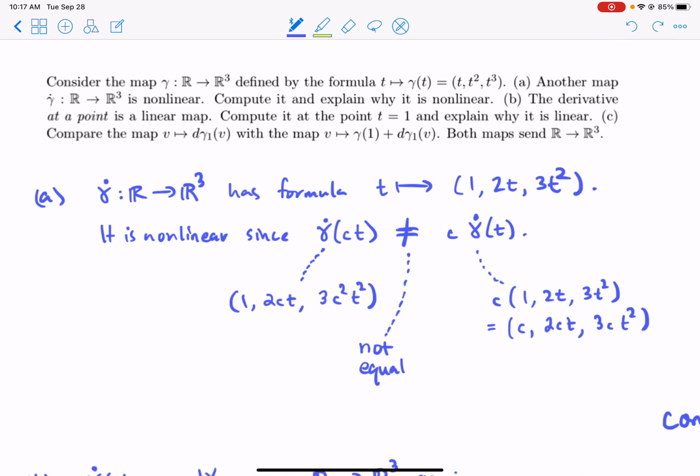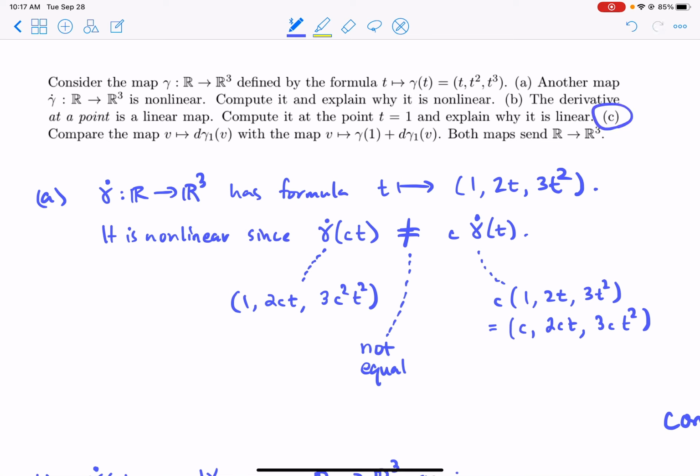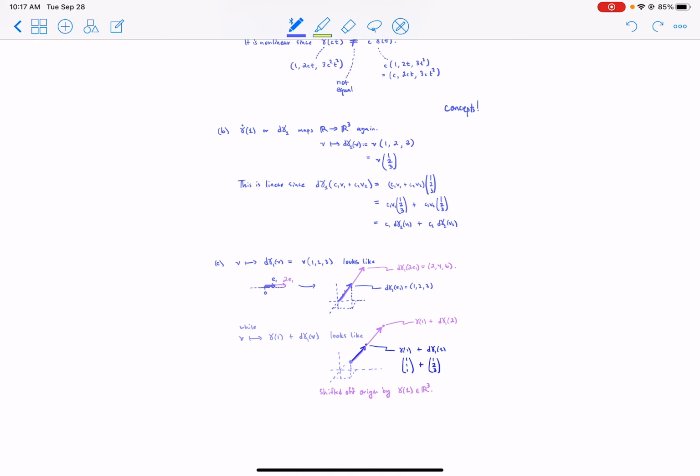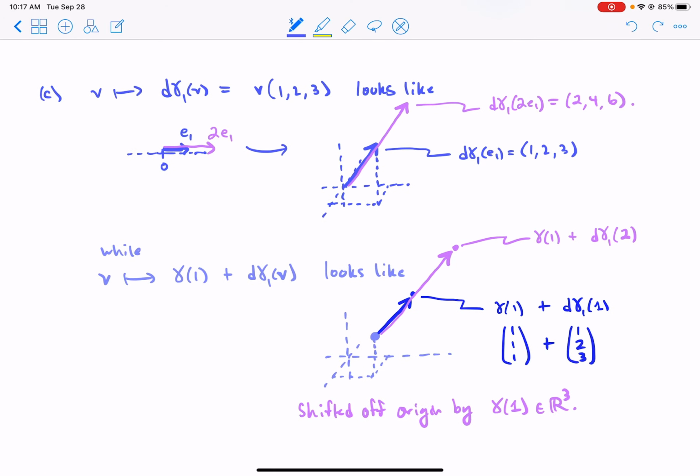Last part, part C. Compare the map V to the derivative of gamma at 1 of V with the map V to the derivative of gamma at 1 of V plus gamma of 1. So both maps send R to R3 again. Let's look at them. Here's my answer. So I'm comparing these maps.